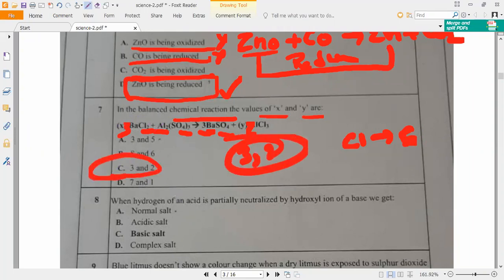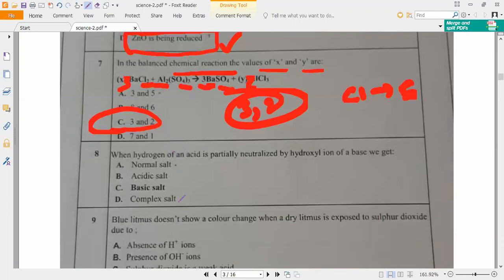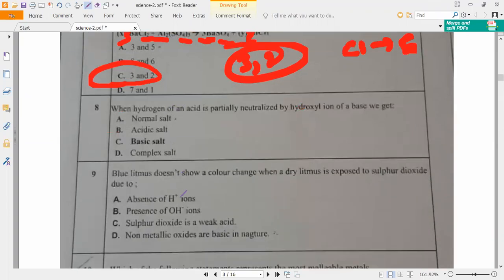Do you understand? Be a little careful, I am saying. So many said 3 and 5. Correct? Yes or no? Nobody will answer now, I know. So be a little careful, guys. Next.